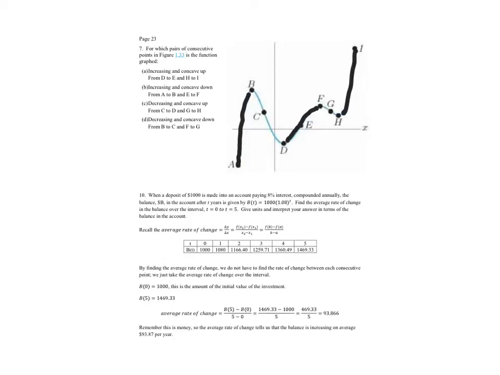Well, then I have to look at my graph and determine what concave up and down mean. Concave up means that our graph is opening upward. Concave down means our graph is opening downward. So, concave down and concave down, concave up and concave up. Okay, there's our graph.